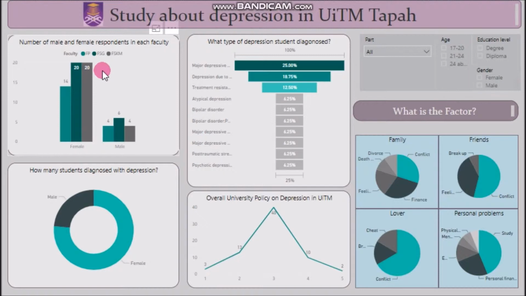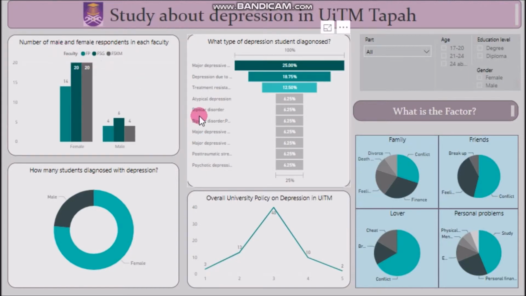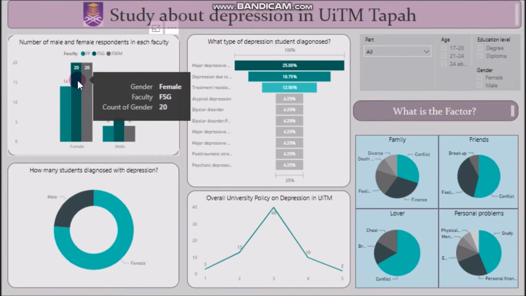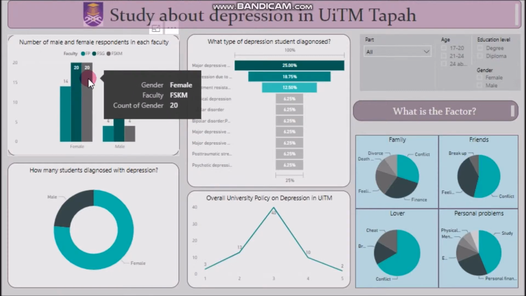male respondents. We choose the cluster column chart because we can see clearly the difference between the number of male and female respondents in each faculty. The legend here indicates the faculty by color. Based on the data, there are 14 female respondents in Faculty of Accountancy, 20 female respondents for FSG, which is Sains Gunaan, and 20 female in the Faculty of Mathematical Science, FSKM.